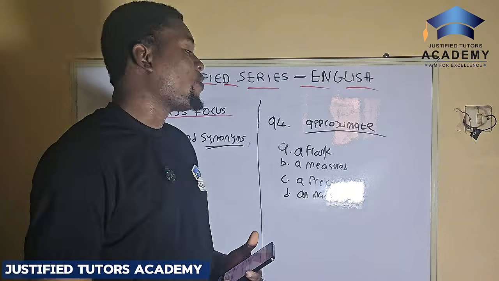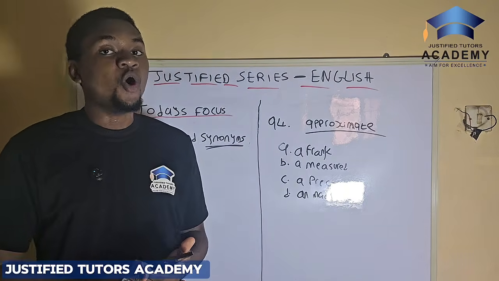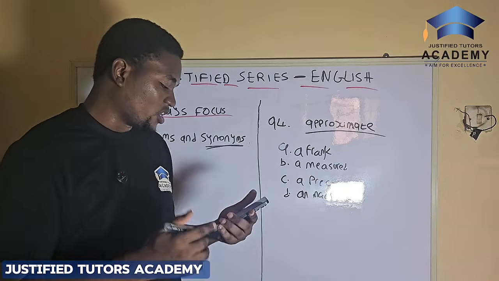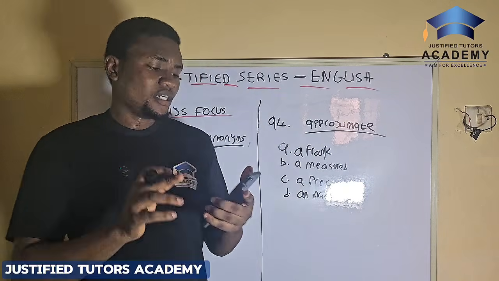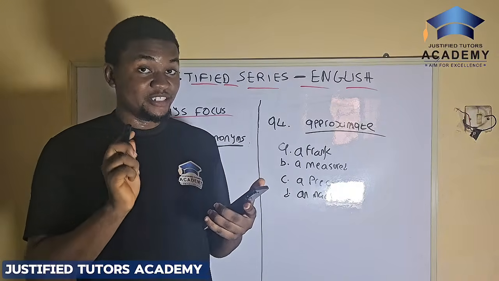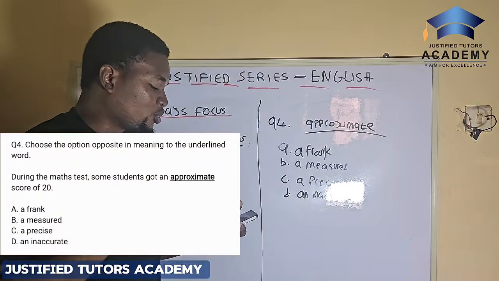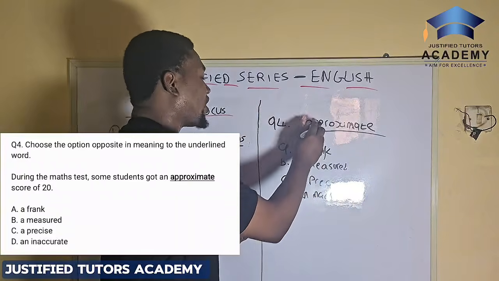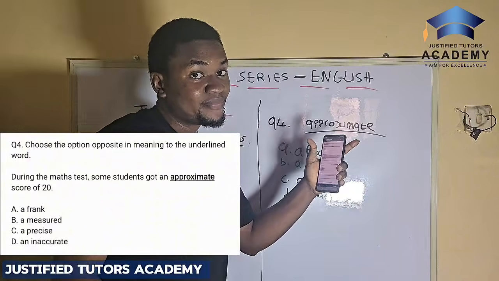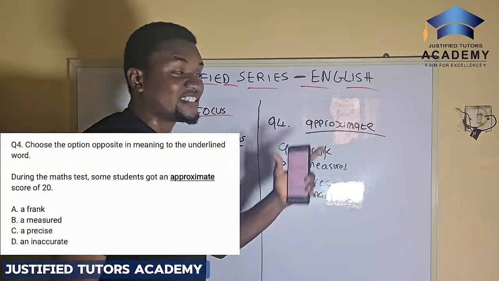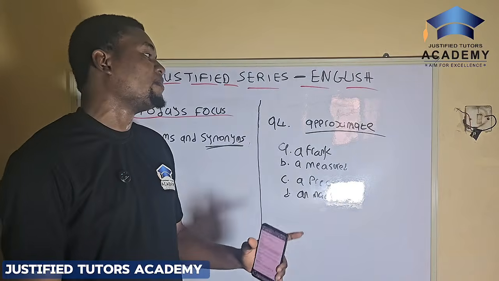All right, so now we are in question 4, and as usual, it will be displayed on your screen. So now see the question there. For question 4, we are dealing with opposite in meaning. And it says, during the math test, some students got an approximate score of 20. The underlined word here is approximate. Now the first thing to do is to know the meaning of approximate.